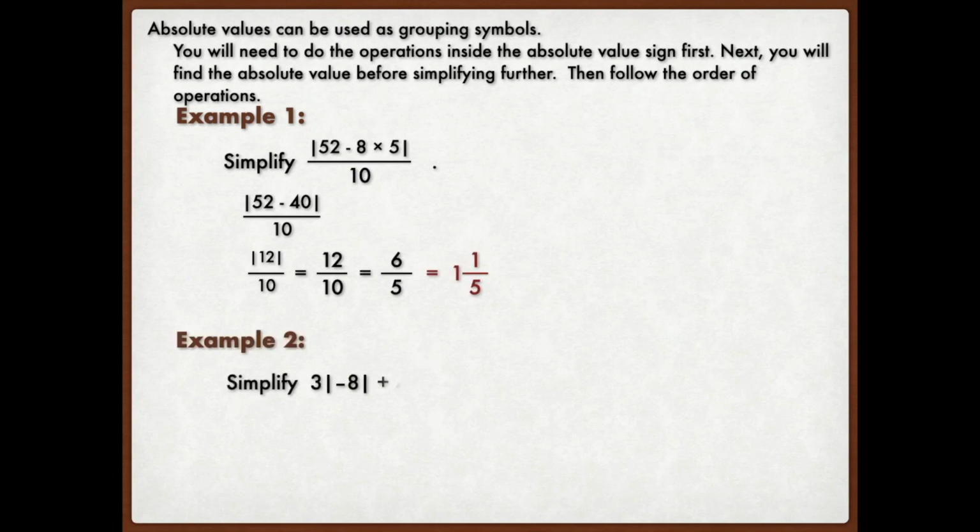Now for example number 2, the absolute value of -8. We're going to do that first. That's going to be an 8. So let's change that absolute value. 3 times 8 plus 4. We have to do the multiplication first. 3 times 8 is 24, plus 4 is 28.